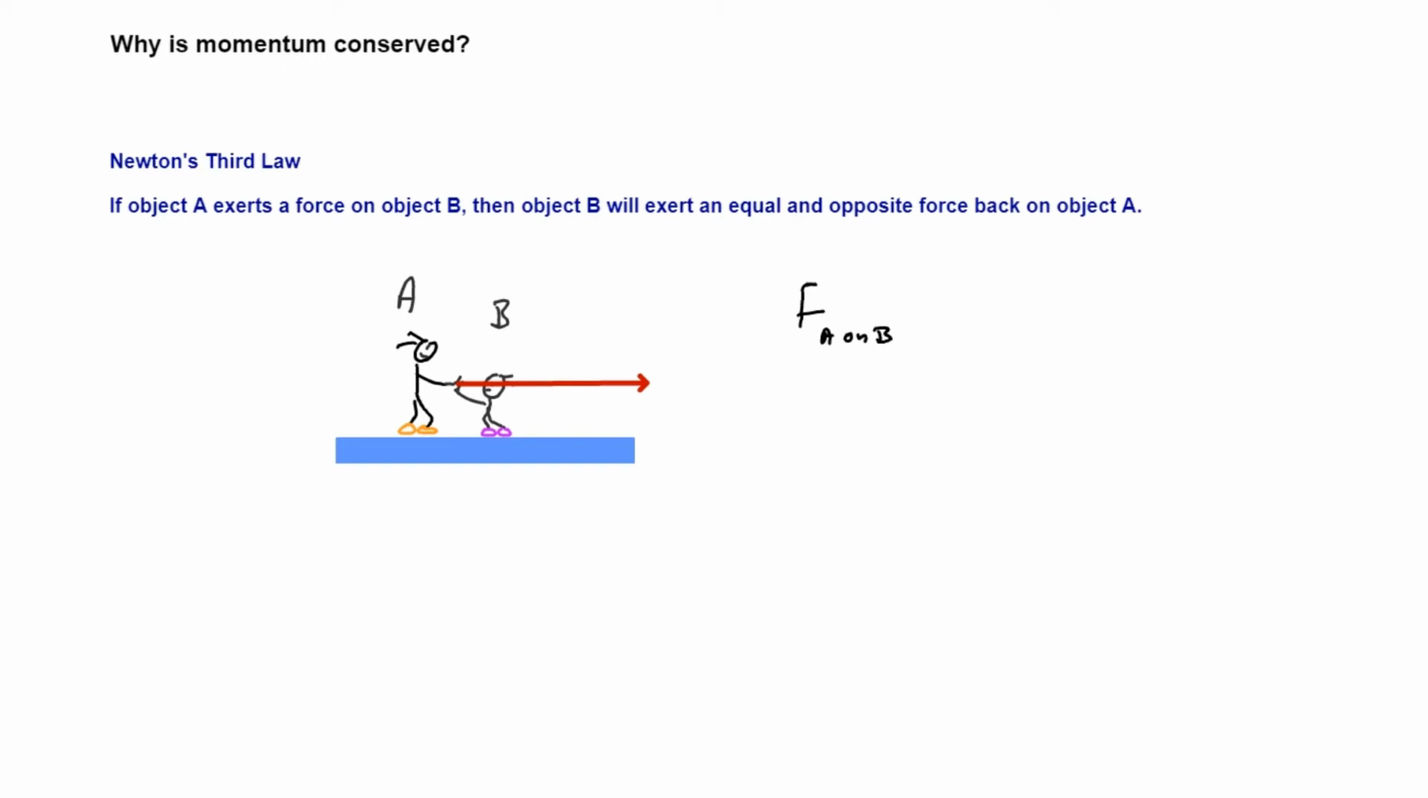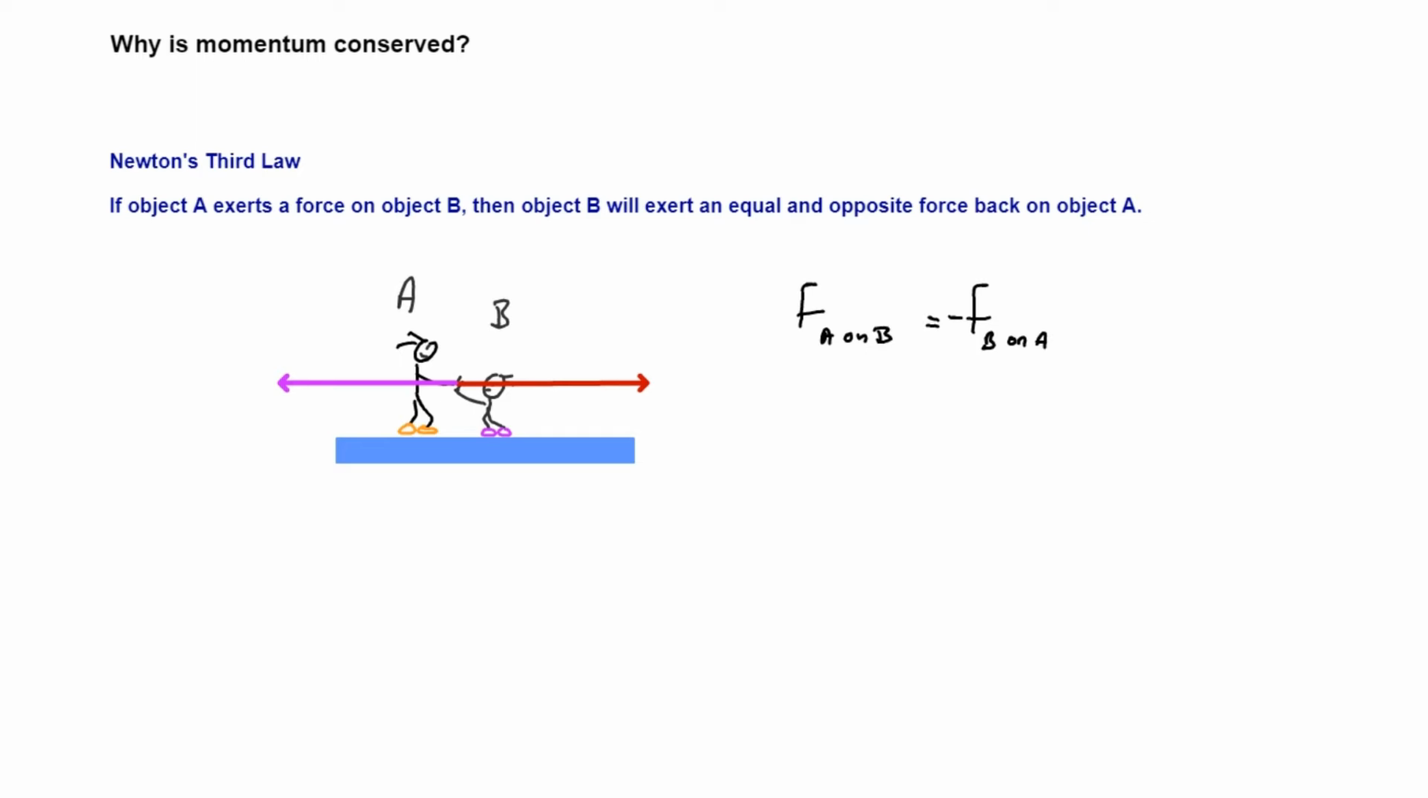But what Newton's third law tells us is that an equal and opposite force comes into existence at that moment. It's exactly the same size but in the opposite direction, which is person B pushing on person A. So I can say that the force of object A on B is equal to minus the force of object B on A. That is a statement of Newton's third law.